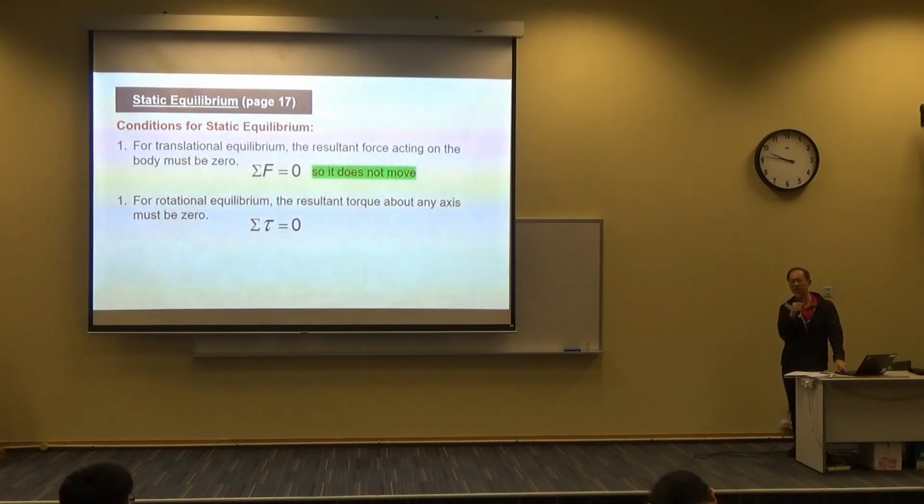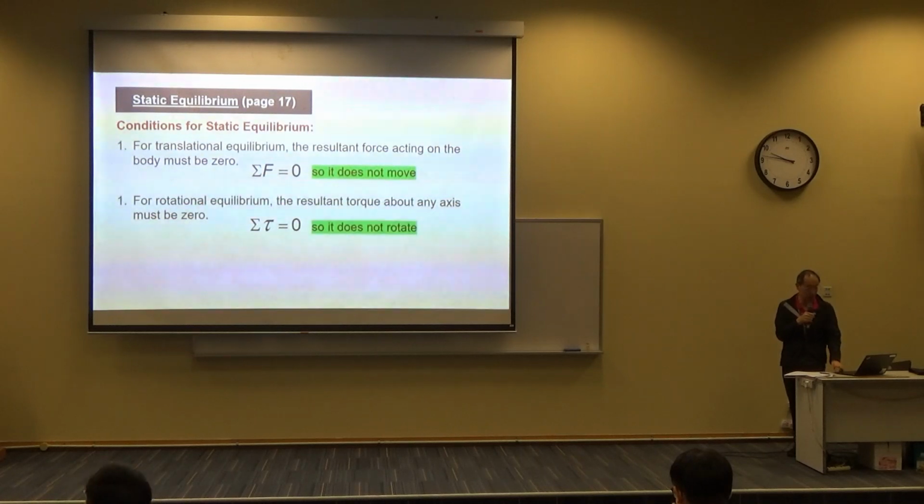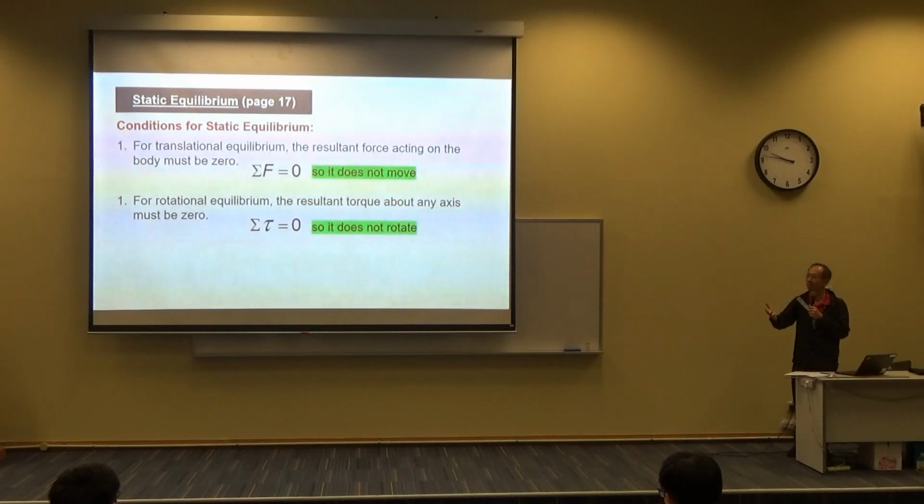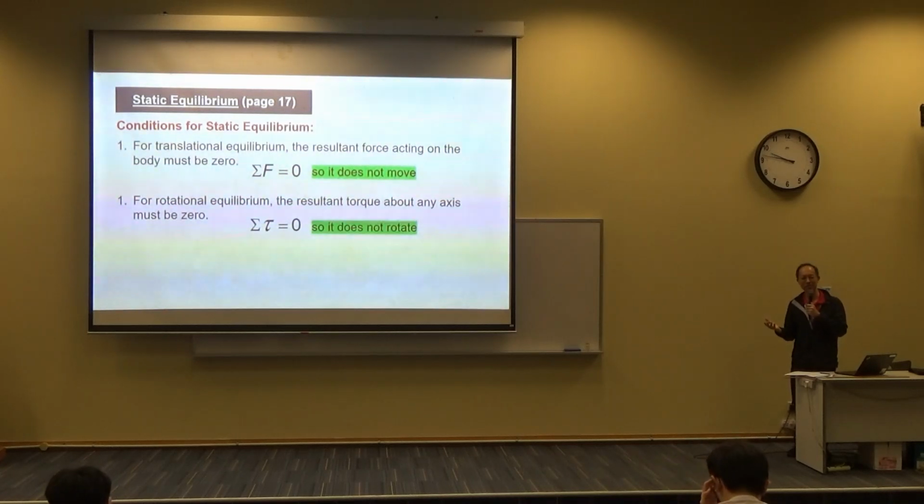Why must the sum of moments, or the sum of all torques, be equal to 0? Remember, a torque is required to produce turning moment. So all the torques must add up to give you 0 turning moment so that the thing does not rotate. So now we come to the idea: what is static equilibrium? When the object does not move, when it does not rotate. That's it. Simple, right?